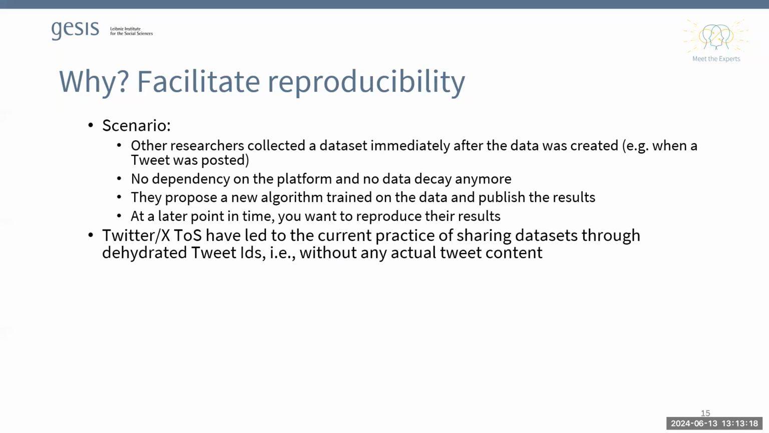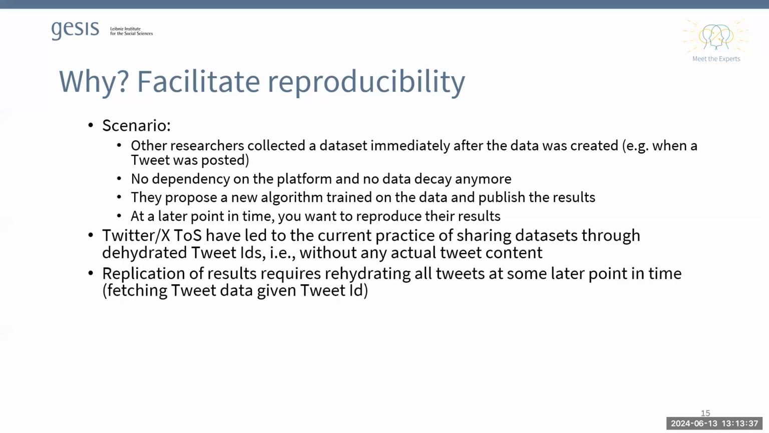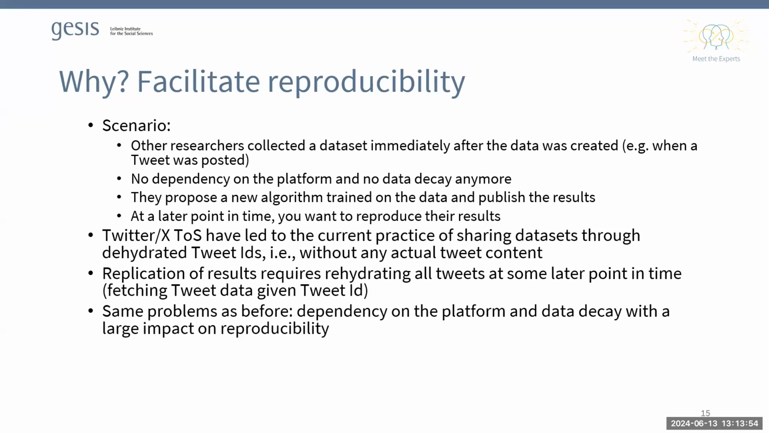The terms of service of Twitter have led to a very common practice that researchers would share their datasets only through the tweet IDs. So they do not provide any tweet content, they do not provide the author names, the tweet text, but just the tweet ID. And then other researchers would go to the Twitter API and rehydrate all these tweet IDs to get the actual tweet content. And then, even though initially the researchers didn't have the problem of the dependency and the data decay because they already have the dataset, if you want to reproduce the results, you will face the exact same problems.